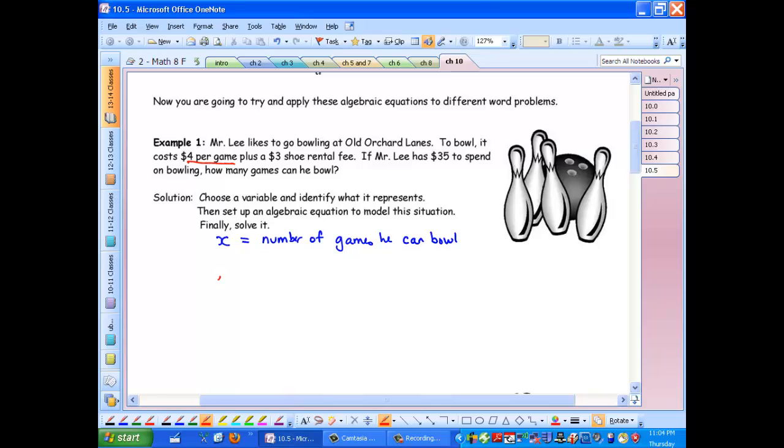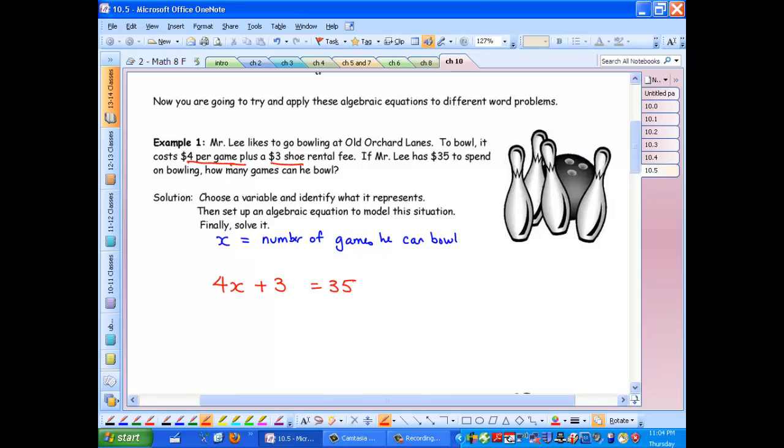How about 4? Because it's $4 per game, and it's timesing it by x. So we'll just write down 4x. Okay. Then it says there's a plus a $3 shoe rental. Remember, this shoe rental is only once, so this is a one-time cost of $3. So $4 per game, since games is x, plus a $3 shoe rental fee. And how much can I have to spend here? I think it's $35. So there you have it, ladies and gentlemen, your equation.